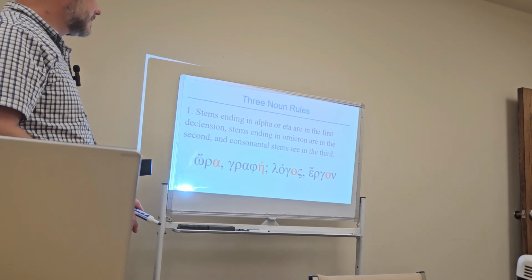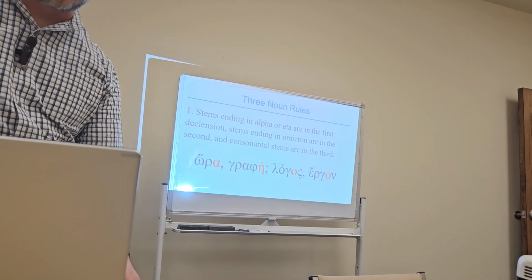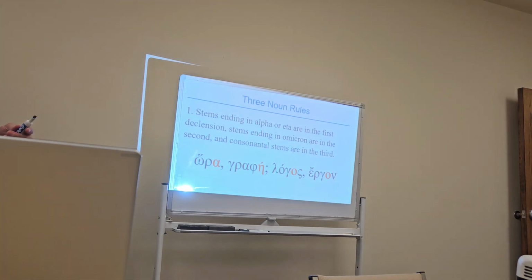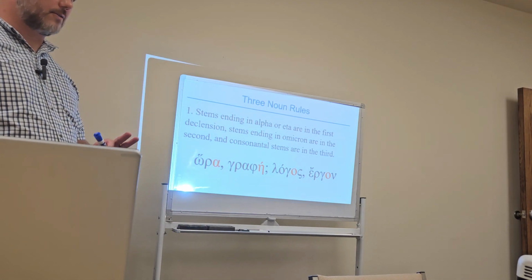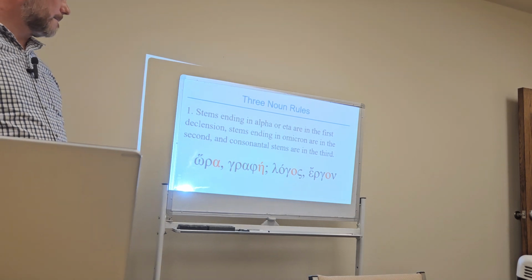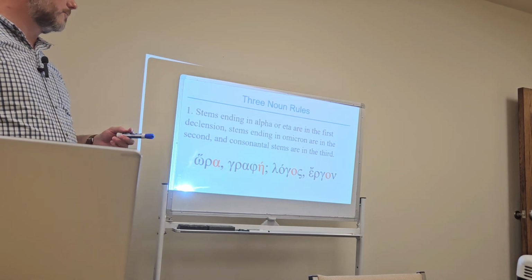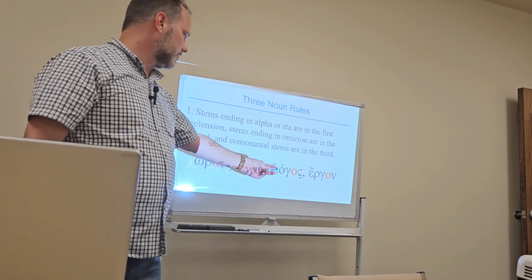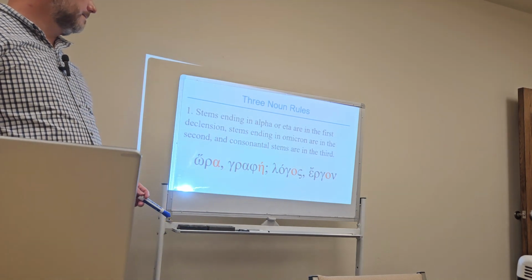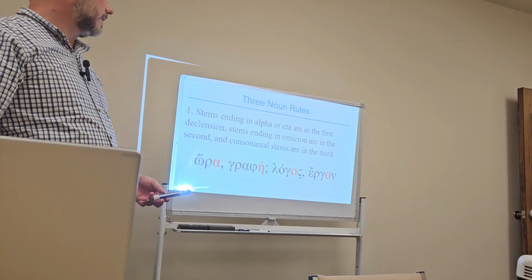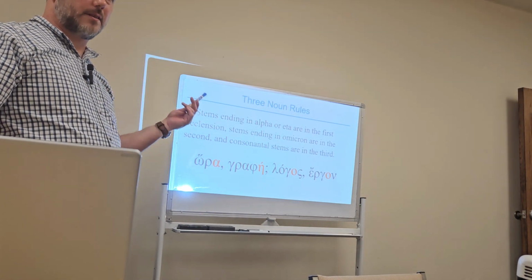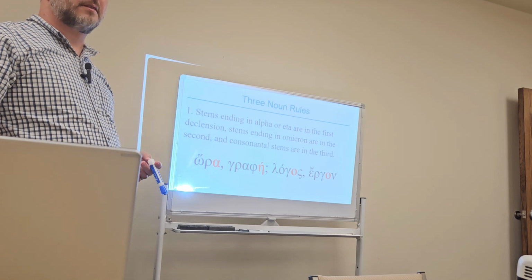Okay. So now I'm going to give you three noun rules. Stems ending in alpha or eta are in the first declension. That's what we talked about first. The first declension is noun stems ending in alpha and eta. This is a quick little review, if you will. Stems ending in omicron are in the second declension. So we have logos and ergon. And consonantal stems, like what we saw with Israel, are in the third declension.